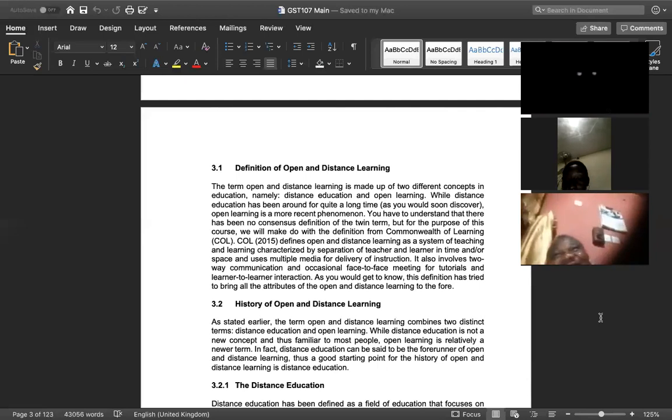We are just going through the definition of open and distance learning. One of the biggest emphases is multiple media for delivery of instruction, and one of the key characteristics is the separation of the teacher and the learner. Earlier today, I had a session of 807, the same course, with the master's students, and we had about 95 students in class, scattered all over Nigeria.